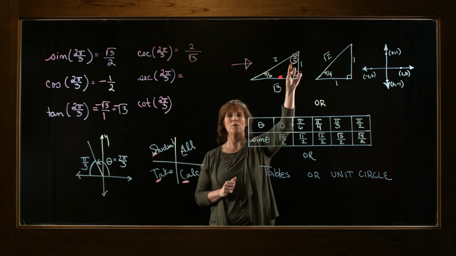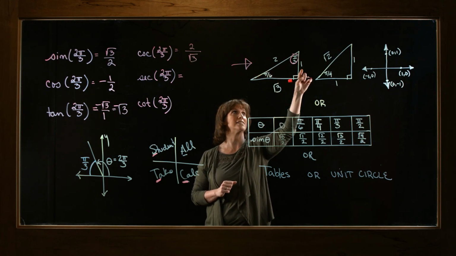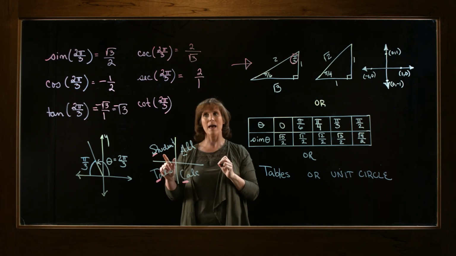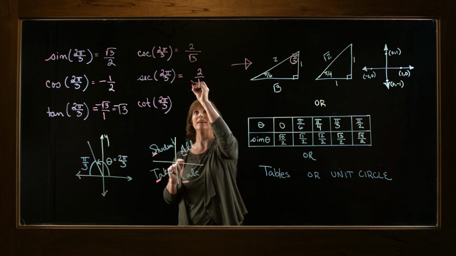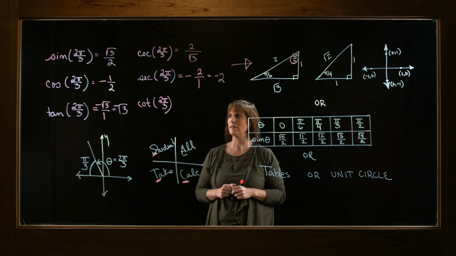Secant. There's my reference angle. I'm going to be taking the hypotenuse over the adjacent, so that's 2 over 1. Okay, but remember, I'm in that second quadrant, so the secant is going to be negative. So I have a negative 2 as my result.